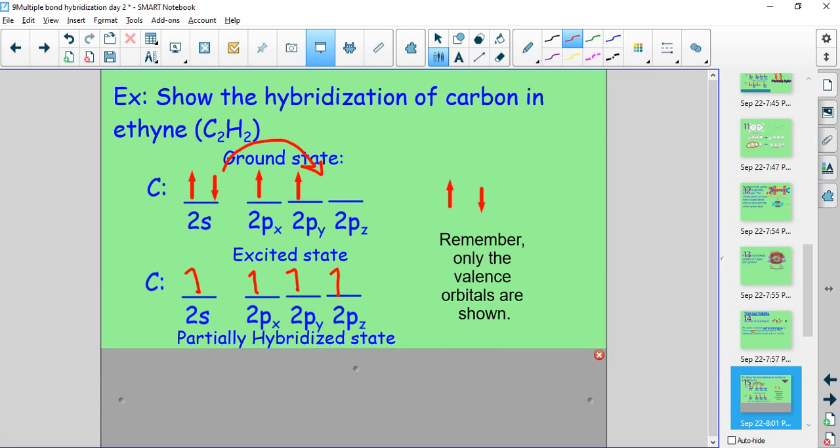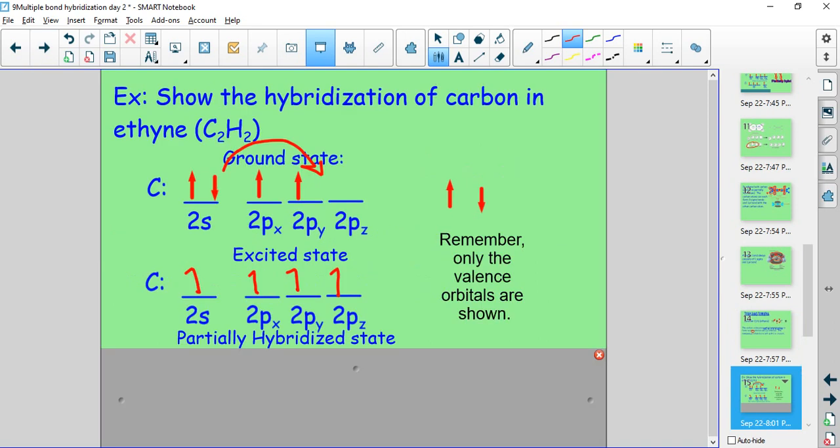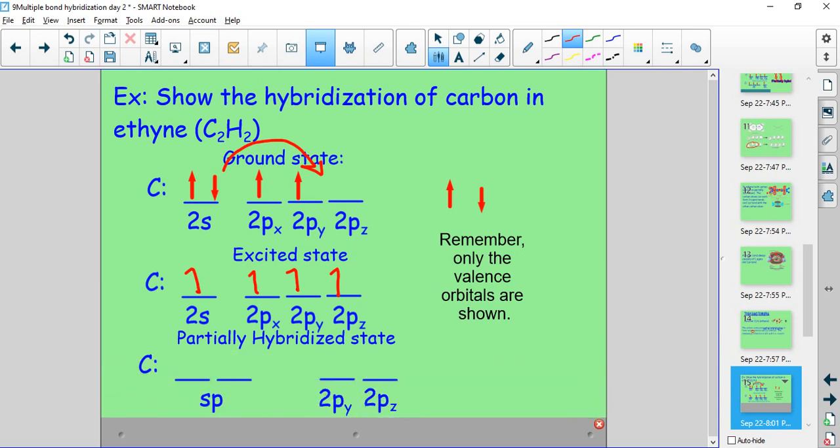But now we need 2 sigma bonds, right? One here between hydrogen and carbon, and another one between carbon and carbon. So those are only 2 sigma bonds, and sigma bonds need to hybridize. So here we have one, and here we have another one. So we have an S and a P that will hybridize, whereas these other 2 do not. So here's your S and here's your P to create an SP, and these we just redraw. So 2py and 2pz.